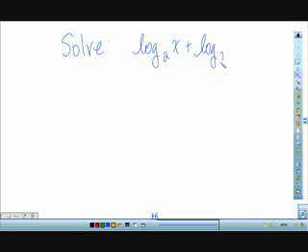Okay, solve this. Log base 2 of x plus log base 2 of x plus 2 equals 3. So solve that for x.